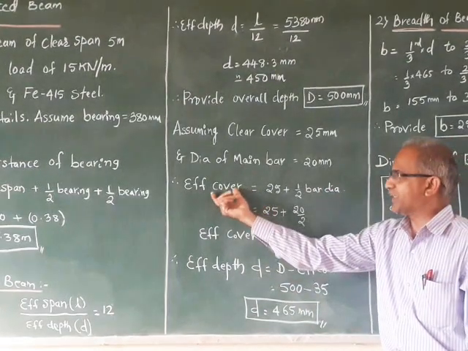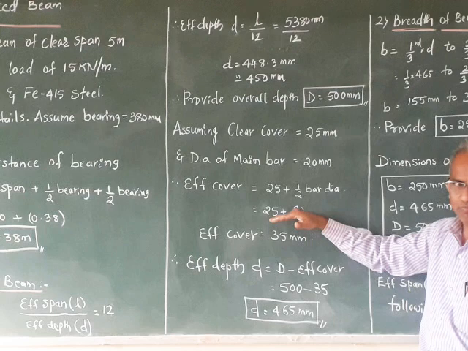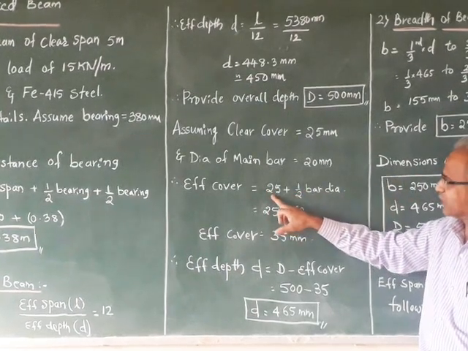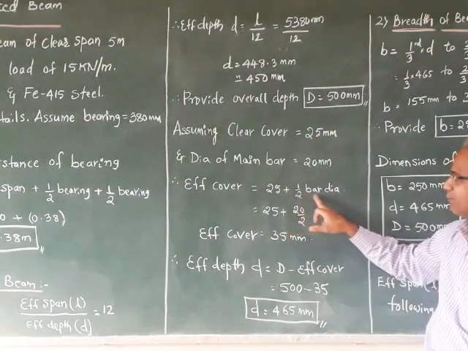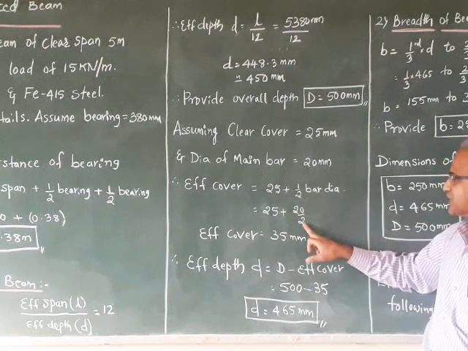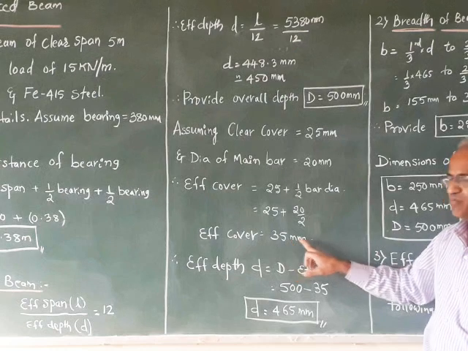So therefore effective cover, okay, effective cover means from bottom of the beam to the center of reinforcement. So clear cover is 25 plus half the bar diameter. So 25 plus half of this is 10. So the total effective cover is equal to 35 mm.